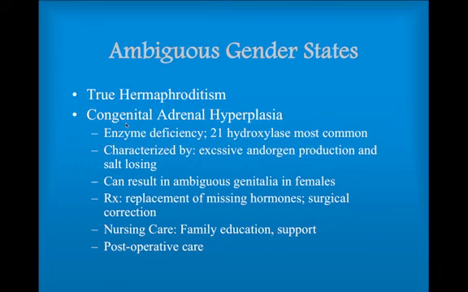So the treatment for this is replacement of the missing hormones and then surgical correction for the girls. A lot of family education and support is needed around this, as well as post-operative care for these little girls. There's been a lot of interest in studying girls with congenital adrenal hyperplasia because it's thought that some of the brain differences between males and females is a result of the effects of androgen on the developing brain in the fetus.